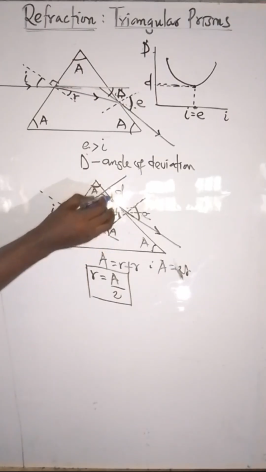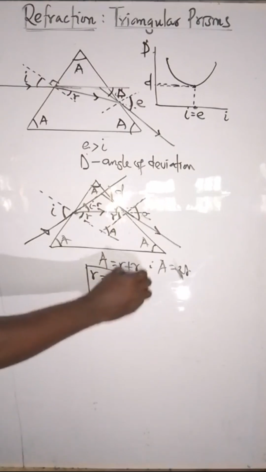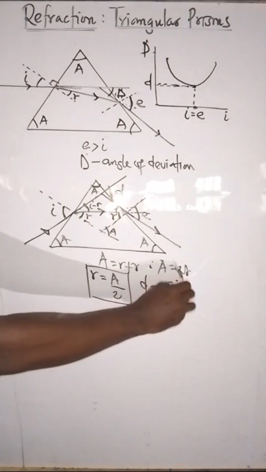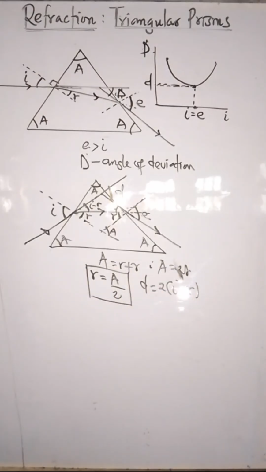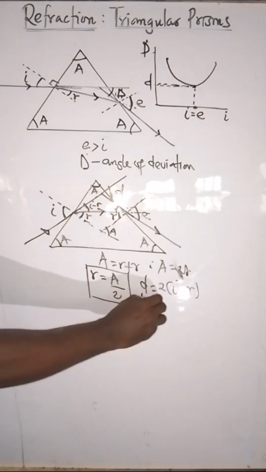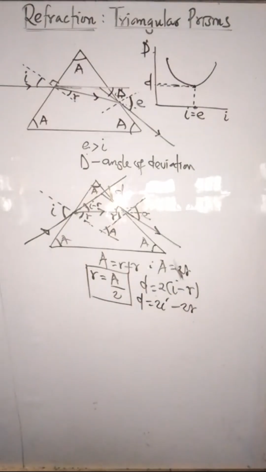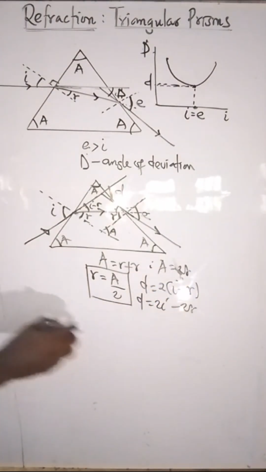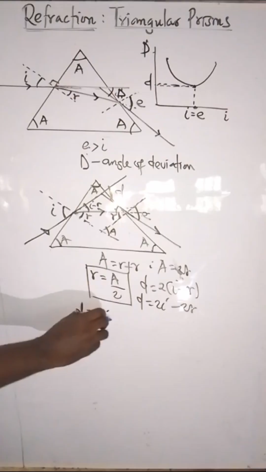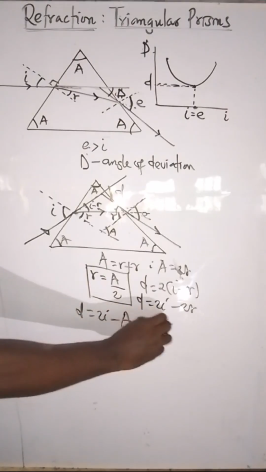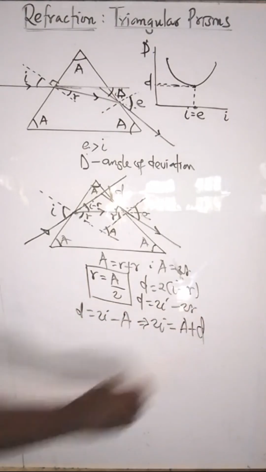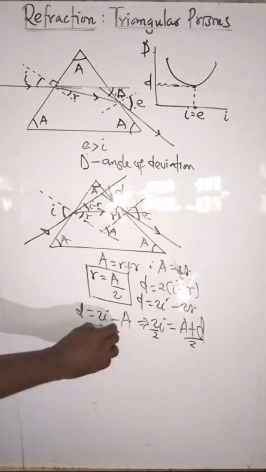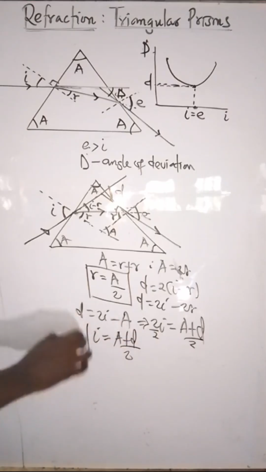And this D is an exterior angle to this triangle. So from there we can show that D equals I minus R plus I minus R, twice. Our aim is to get the value of I. We can expand and say D equals 2I minus 2R. And from here, 2R is A, so we can replace 2R with A. So D equals 2I minus A, which implies that 2I equals A plus D. To get the value of I, let's divide both sides by 2. From there we get I equals A plus D over 2.